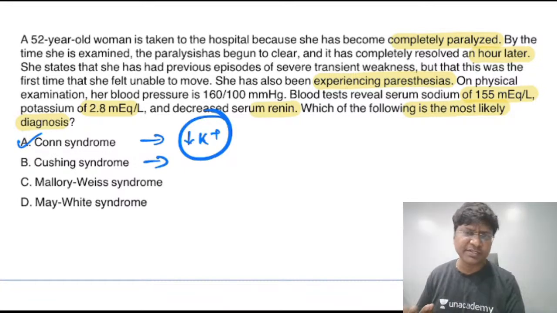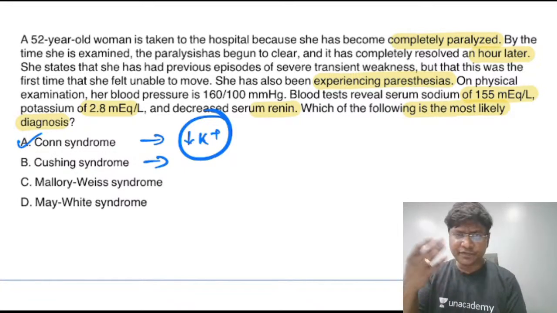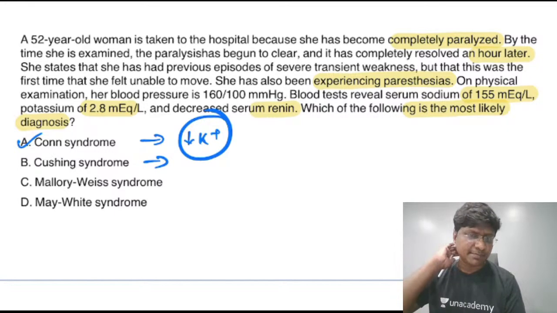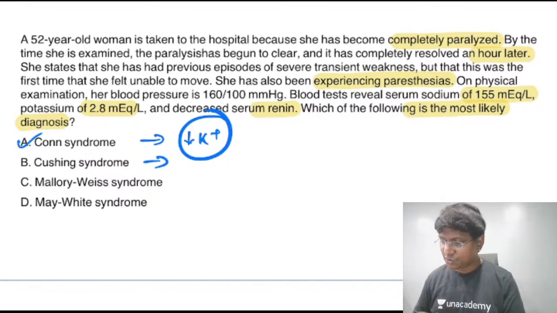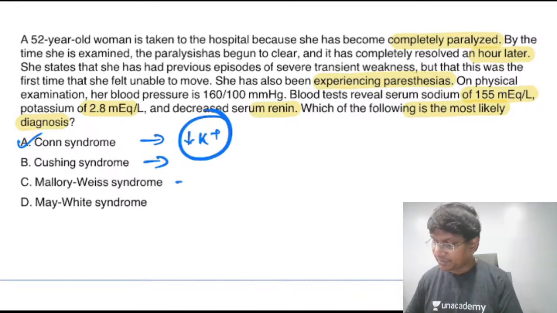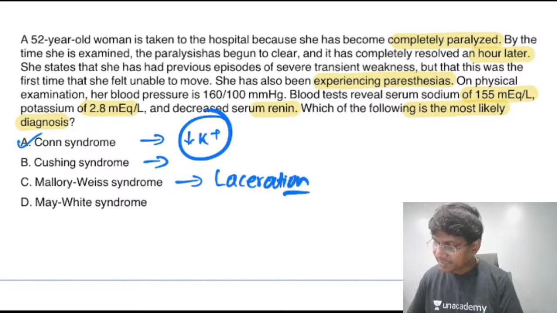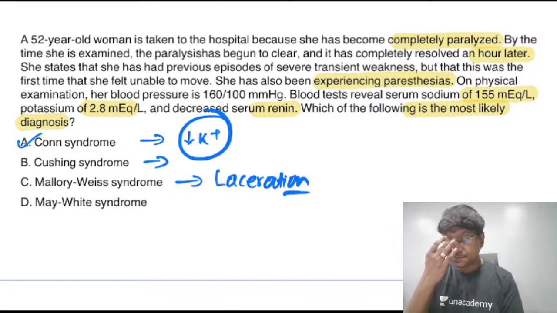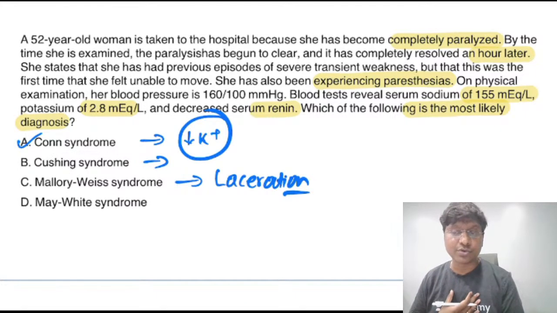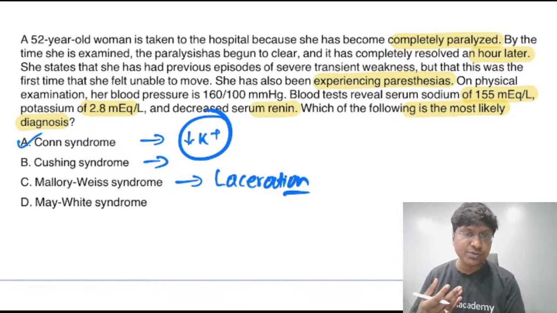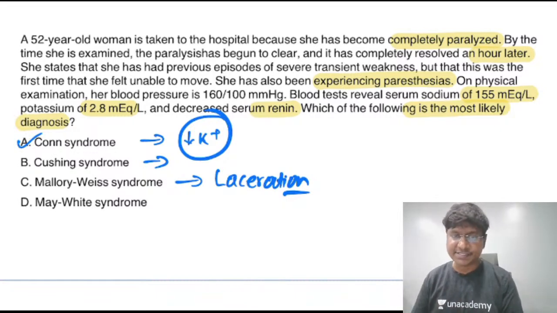Whereas in Cushing syndrome, the patient will have what? The moon facies, truncal obesity, buffalo hump, abdominal striae. That is what you will have in Cushing syndrome. And Mallory-Weiss syndrome is what? Mallory-Weiss syndrome, it is the laceration. Right? It is the laceration of the lower end of the esophagus. And this particular laceration which is present at the lower end of the esophagus, it is induced by the severe vomiting. It is the severe vomiting which is causing the laceration.